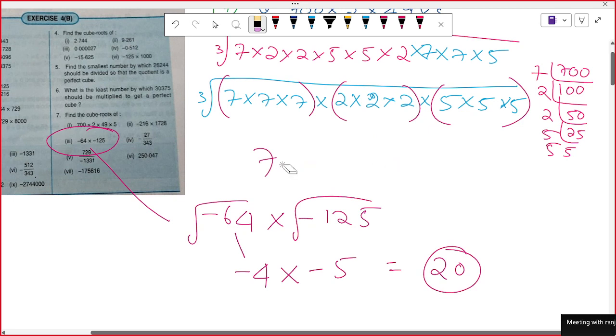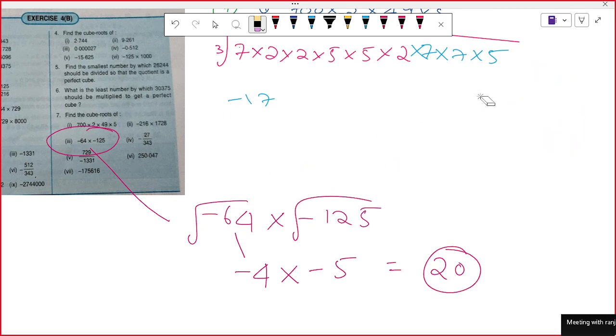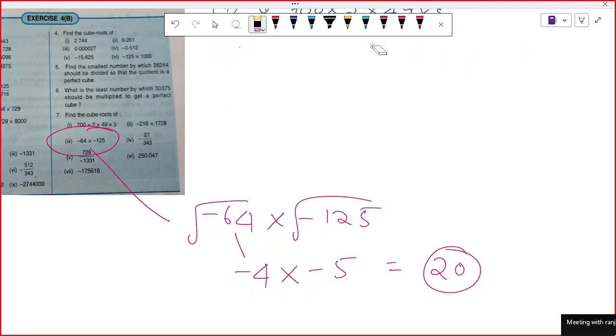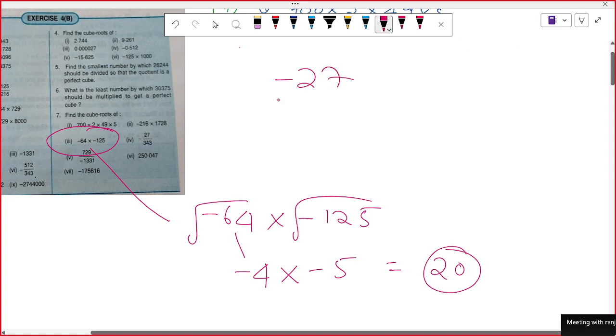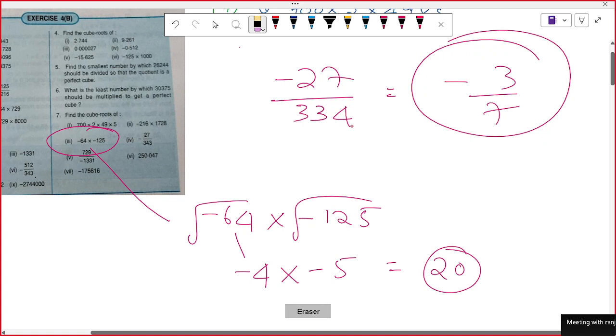Sixth question. Seventh question. Can you all try the seventh one? Sorry, fourth question. Try the fourth one. So direct answer. What's the direct answer for minus 27? Minus 3 by 7. Yes, correct. Minus 3 by 7. The question is 343. Yes, minus 3 by 7.